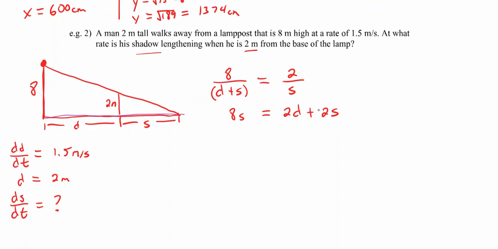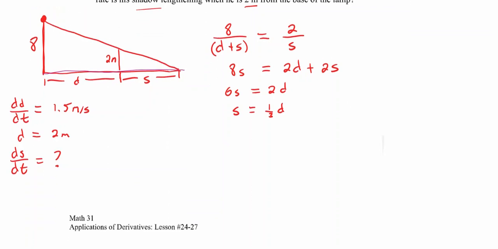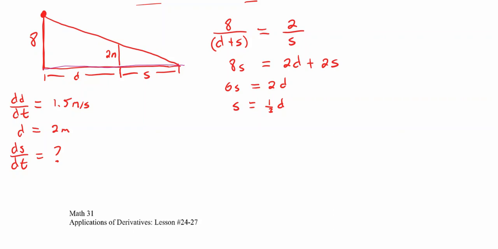We'll collect like terms, I'll bring the 2S over, so now we have 6S is equal to 2D. And then I'll say S is equal to 1/3 D. It's a pretty simple formula. So what's the next step? Yeah, take the derivative. So we'll say dS/dt is equal to 1/3, and then dD/dt.